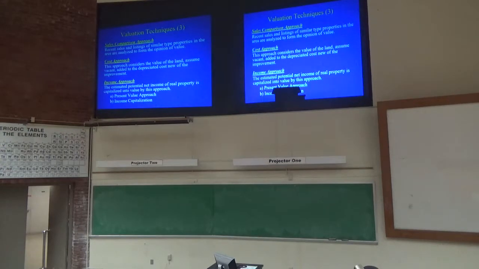I got a 250,000 square foot building. I know it's going to cost $600 a square foot to replace the building. It's 250,000 square feet times $600 a square foot. That's the cost basis of the building. That's how much it's going to cost you to replace the building. That's the cost approach.